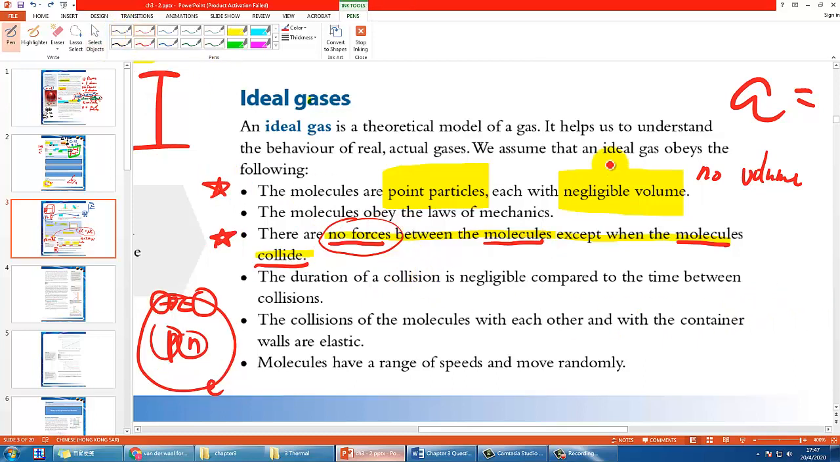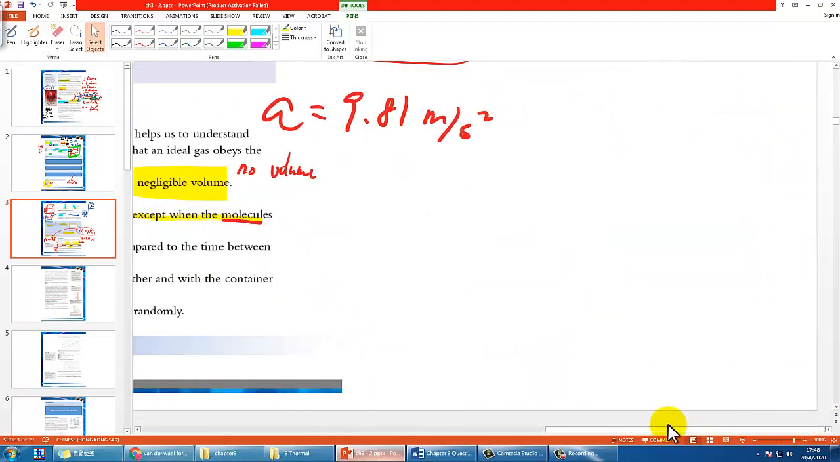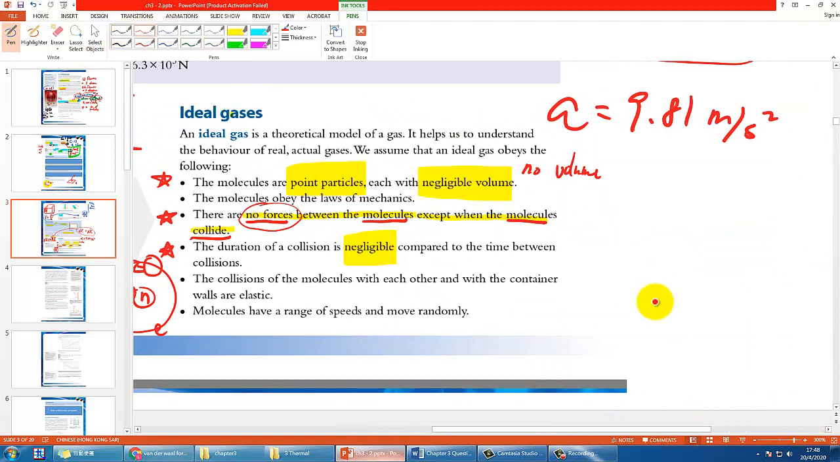Okay, so the next one is that the duration of the impact is negligible compared to the time between the collisions. What it means is that when you have a collision, there must be a collision time. Like when you play tennis, the racket will hit the ball. Okay, I'm not a very good drawer, but let's say the ball is going to be hit by the racket; there must be some duration of the impact time. So the same for the particles hitting each other.